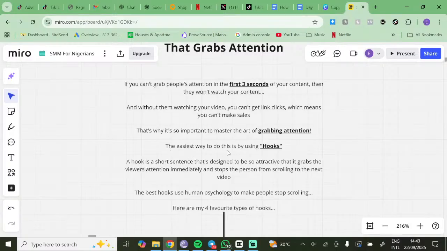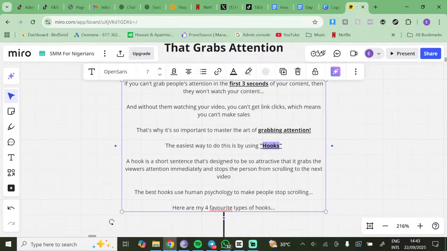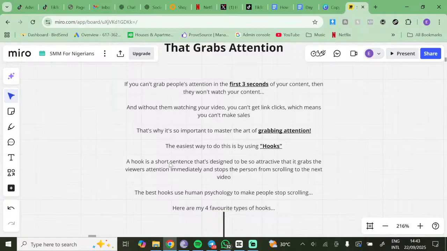All right. And the easiest way to do this is by using something in marketing that we call hooks, right? So in marketing, we have a term that we call hooks. Now, I'll explain this. It's not the same thing as the slang word hooks. No, it's literally a marketing term, right? So a hook is a short sentence that's designed to be so attractive that it grabs the viewer's attention immediately and stops the person from scrolling to the next video. Okay, so that's what a hook is.